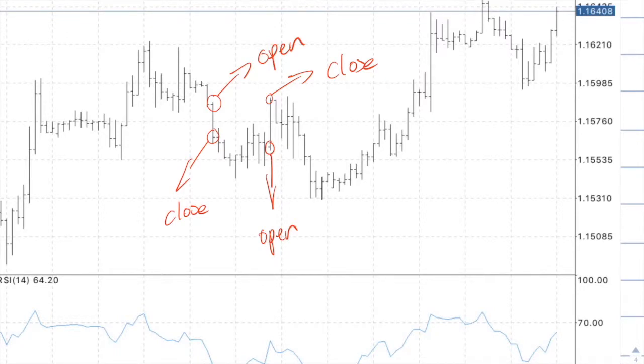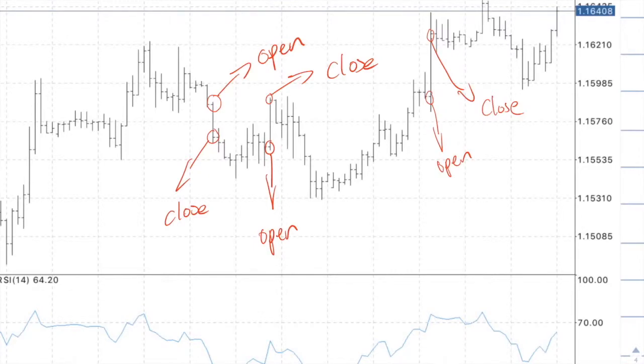And let me take one more example. So here it is. This is an open price, and this is the close price. And because of that, this is the bullish bar. So I hope you really have a good grasp now and understanding of bearish and bullish bars.